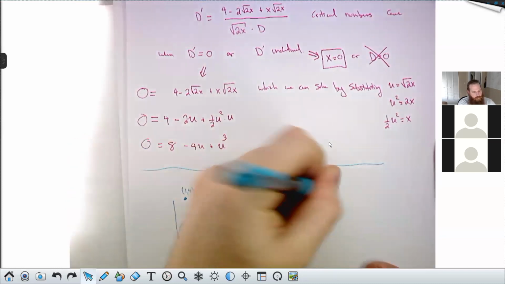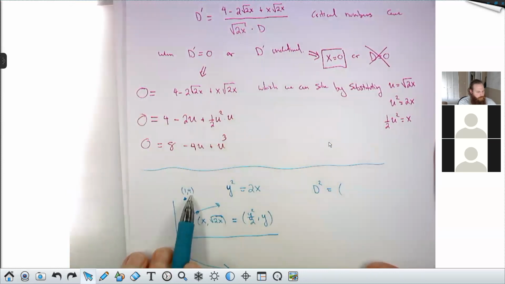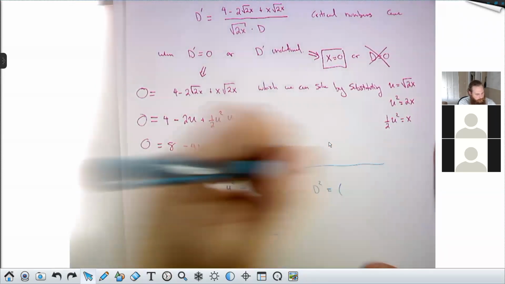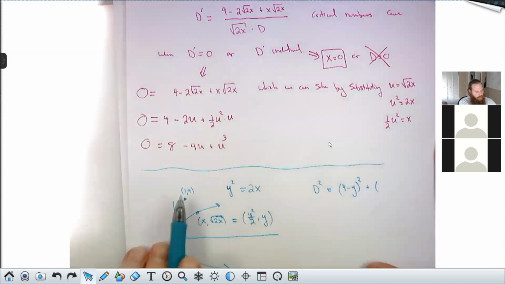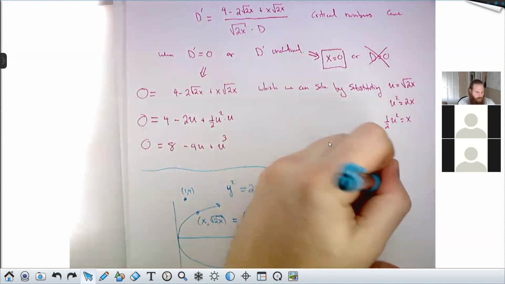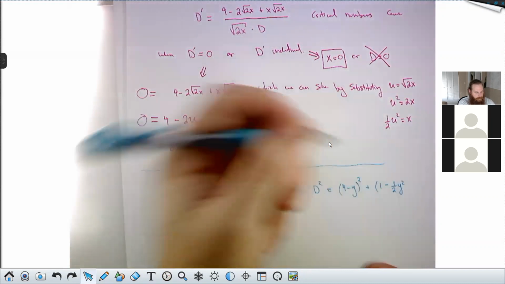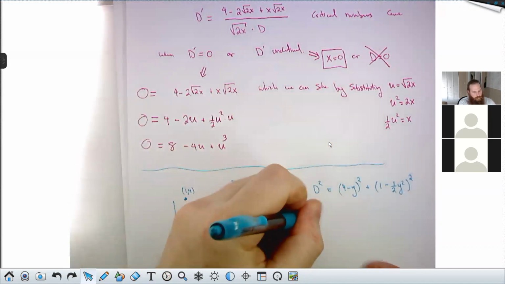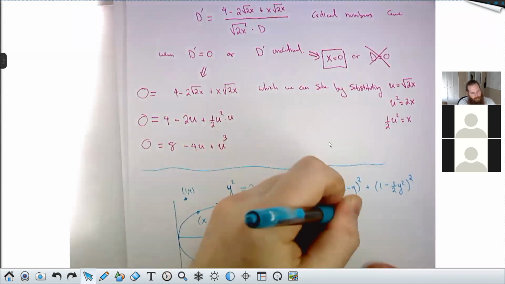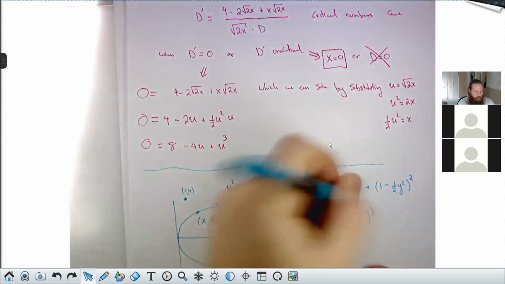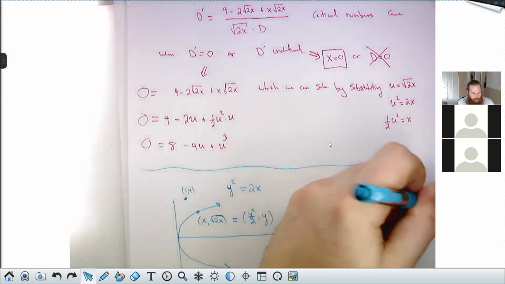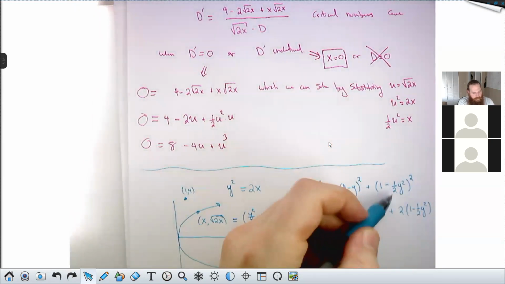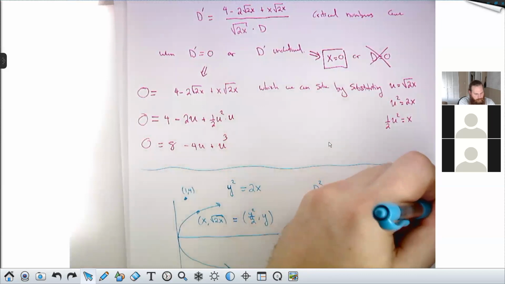Here, d squared, the distance squared, would be y2 minus y1, or maybe it would be 4 minus y, squared, plus x2 minus x1, 1 minus 1/2 y squared, squared. And so 2d times d prime would be 2 times 4 minus y times negative 1 plus 2 times 1 minus 1/2 y squared times the derivative of the inside here. y squared differentiates to 2y, so this would just be y.